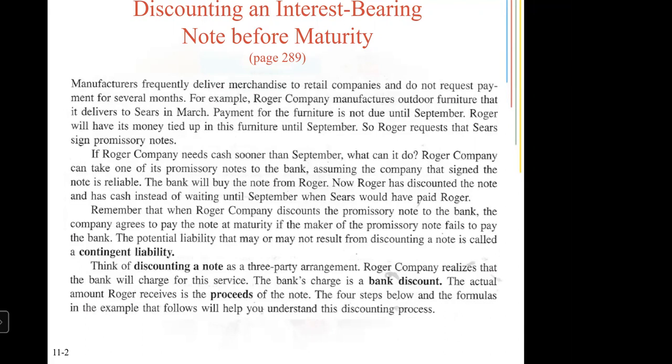Okay. While we wait, another minute or two, you could just read this information that's coming from page 289 of your text. That's the first thing we're going to start off with this morning. Discounting an interest-bearing note before maturity. You could just read through that, and we're going to discuss that first thing for this morning.